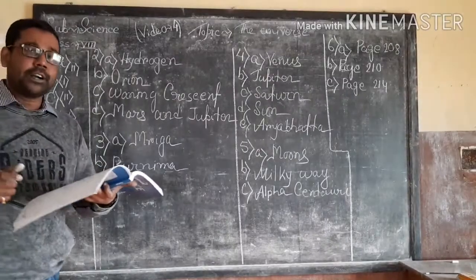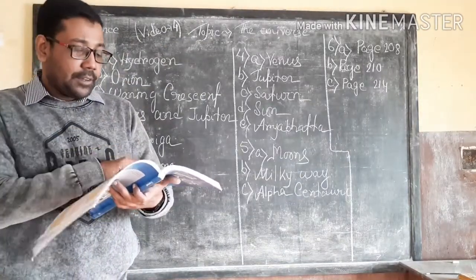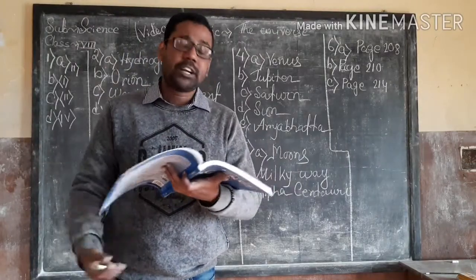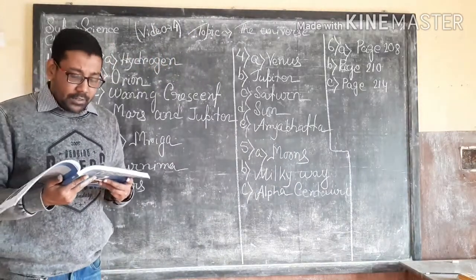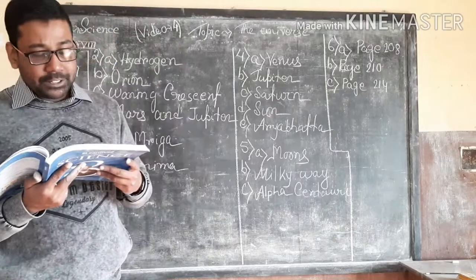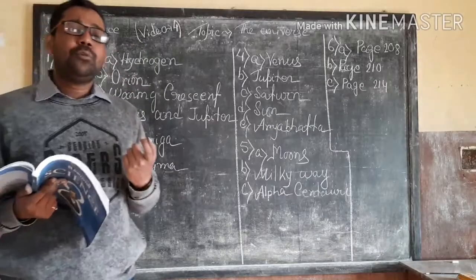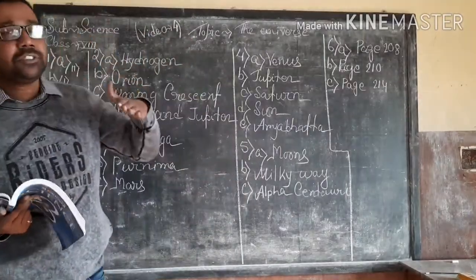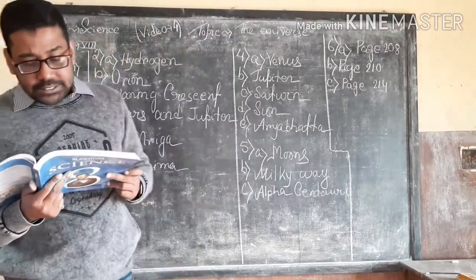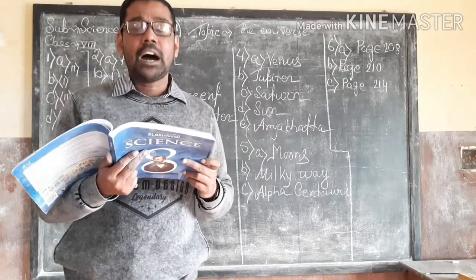So, what is the pole star, and why does it appear stationary? In the night sky, you will find a stationary star in the north direction. It is called the pole star. It does not appear to move because its position is in the line of the Earth's axis.